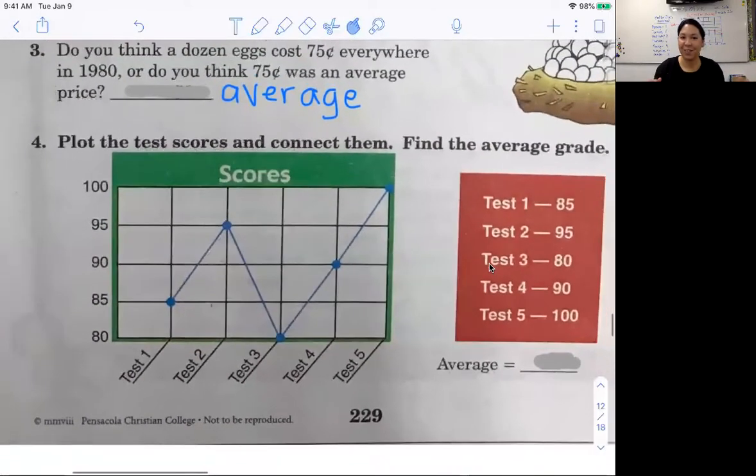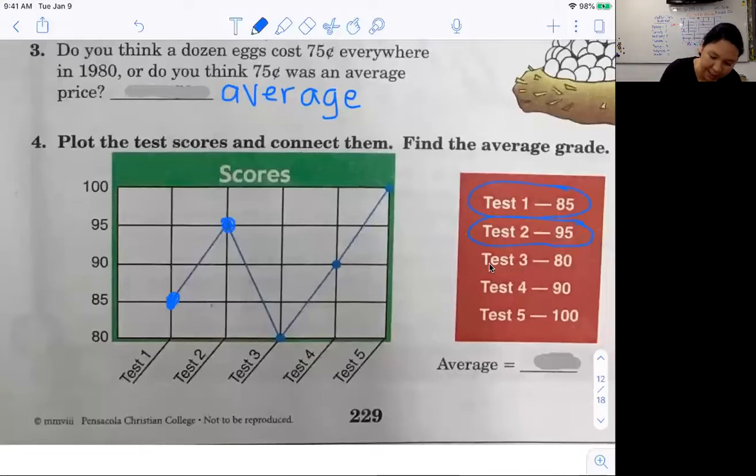Let's check and see if you plotted them in the right spot, okay? All right, so for test one, I'm looking right here, 85%. Test one, see where the dot is? 85% right there. I keep saying 85 cents, 85%. Silly Miss Roach. Okay, let's look at test two. Test two, 95%. Let's see, did you put it on the 95? That should be your second dot.